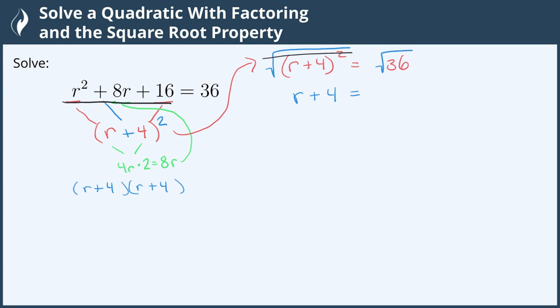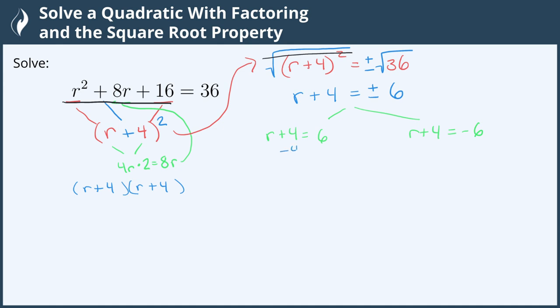But whenever I square root a number, I get a positive and a negative, because a positive times a positive is positive, and a negative times a negative is also positive. So here we get plus or minus 6, because the square root of 36 is 6. Now we need to isolate the variable, but I have two solutions here. So we are going to break it into two equations. R plus 4 equals the positive 6, and r plus 4 equals the negative 6, and continue isolating the variable.